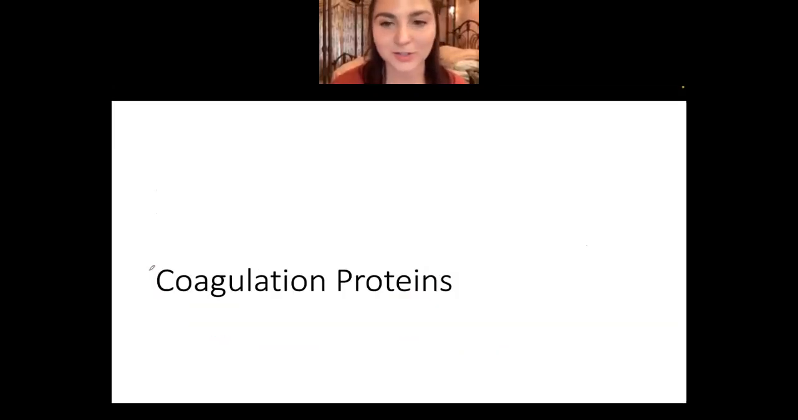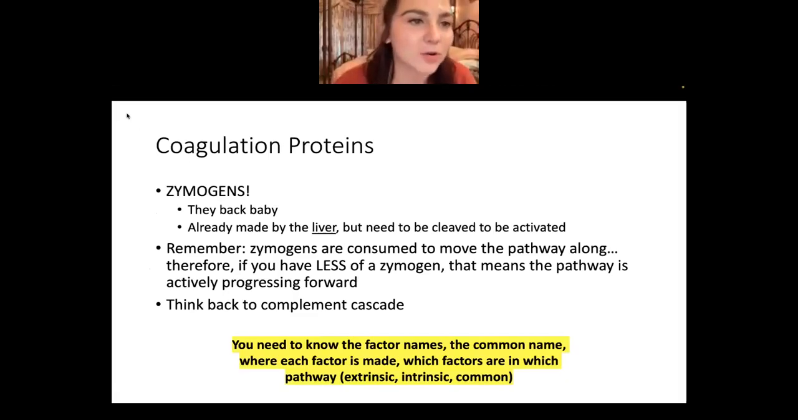All right, so we'll talk briefly about coagulation proteins. These are zymogens. They're back, just like with the complement system in immunology, we have zymogens once again. If you need a little refresher, zymogens are proteins that are made by the liver, and I emphasize liver because I have it on a future slide.